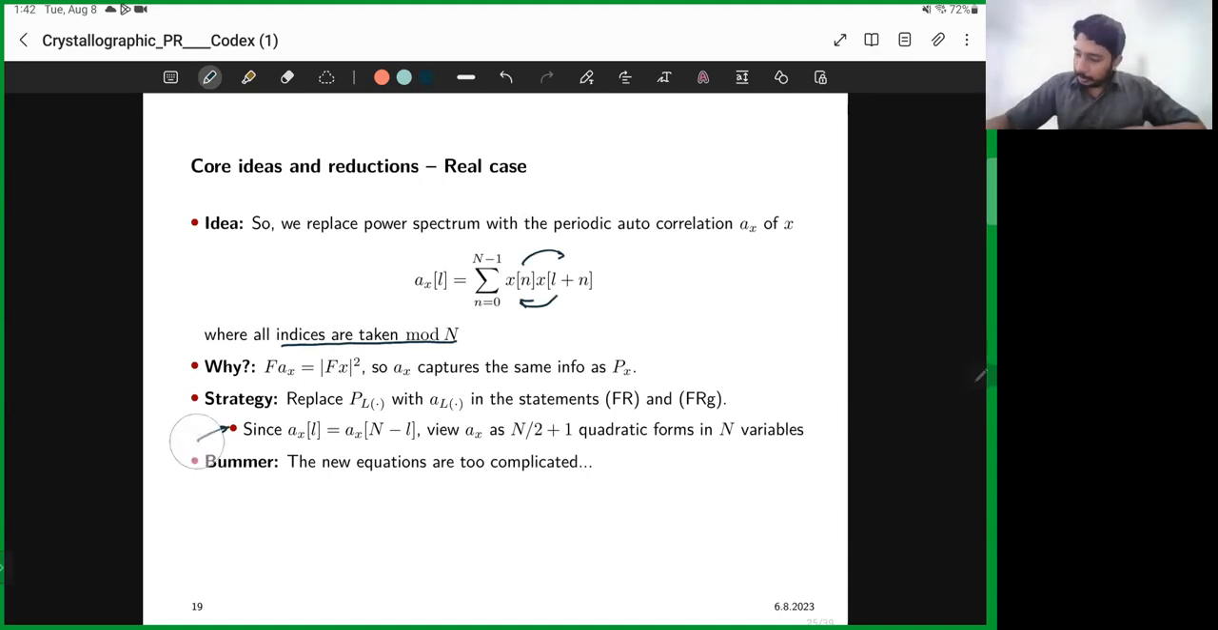So you can view that autocorrelation function as an n over 2 plus 1 tuple of quadratic forms in n variables. The bummer is the equations are too complicated, because you're going to have all sorts of variables. You have n variables in each of the n over 2 plus 1 equations, and it's really highly complicated for us to study.